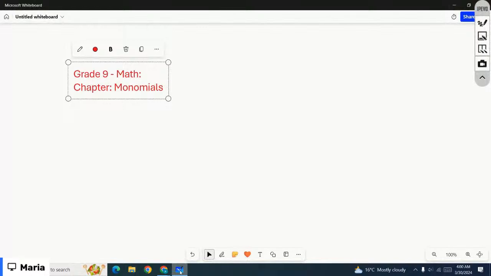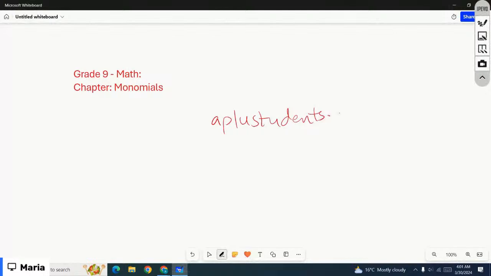We are here for grade 9 math. You can find all the lessons on aplusstudents.com. You have to log in there using your email address and password as provided by the administrator. Then you have to select math from the subject tab. Scroll down to grade 9 and then click on view all lessons. There you can find a list of the chapters. We're going to start with the chapter monomials.